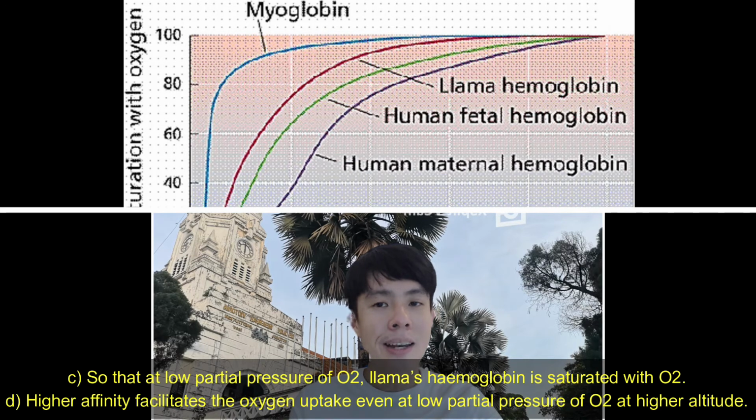C. So that at low partial pressure of oxygen, llama hemoglobin is saturated with oxygen. D. Higher affinity facilitates the oxygen uptake, even at low partial pressure of oxygen at higher altitude.